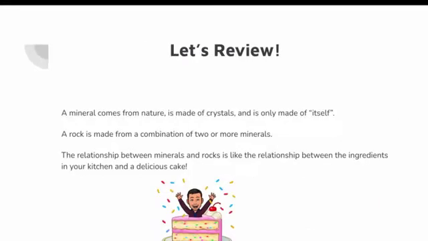But let's review. A mineral comes from nature. It's made of crystals, and it's only made of itself. And a rock is a combination of two or more minerals. And I make the example, as I have done many times, of a delicious cake and the ingredients of those cakes. The ingredients being minerals, you combine them to make a cake or a rock. You know what I mean.